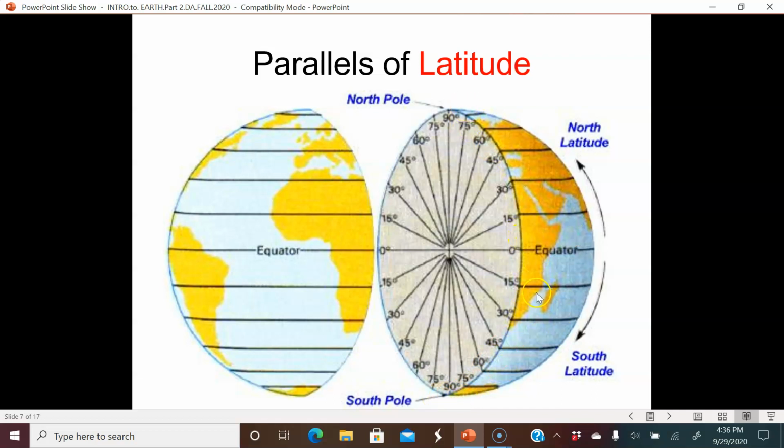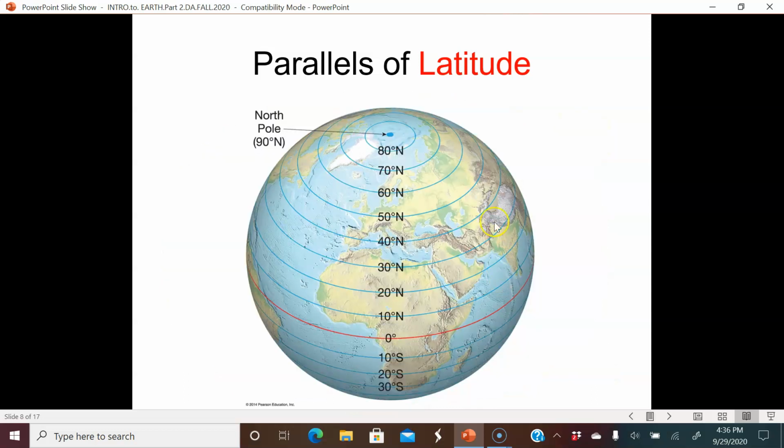90 degrees to the north, 90 degrees to the south, which brings up another point, that you have to put the direction designation along with the latitude. So it's going to be 80 degrees north or 20 degrees south. Every single parallel of latitude must have a direction designation. North Pole does, South Pole does. There is one that doesn't. What is that? That is the equator. And why?